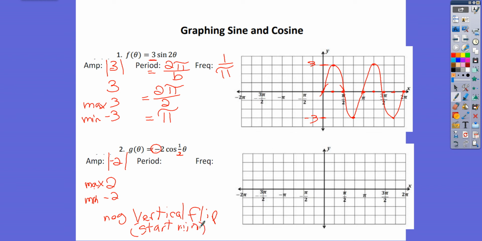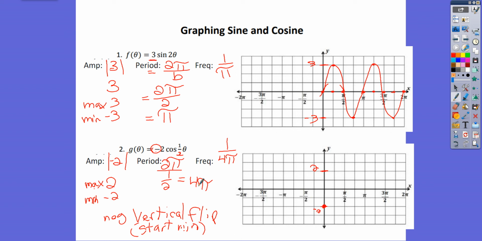All right. Now my period, I'm going to have 2 pi over b, or 2 pi over 1/2. That's going to be the same as 4 pi, which means my frequency will be 1 over 4 pi. Now for all of these, I'm still starting at the origin. Now since it is a cosine graph, that means I do not start at 0. Normally I start at the max, however it is a vertical flip. So I'm going to come down here to negative 2, and this will be our first point. And then our maximum's up here, positive 2.